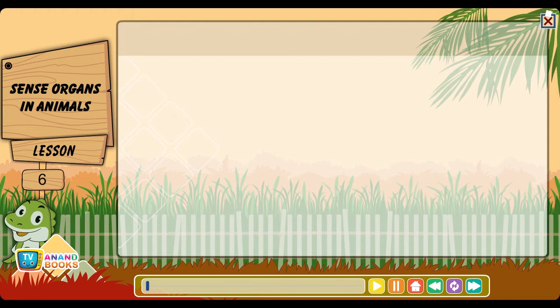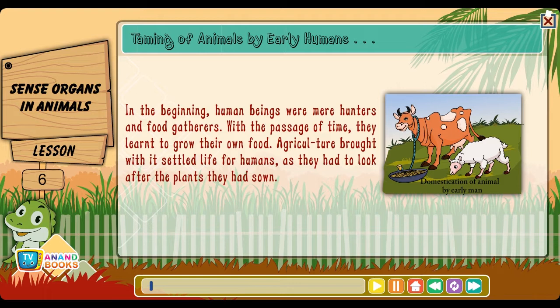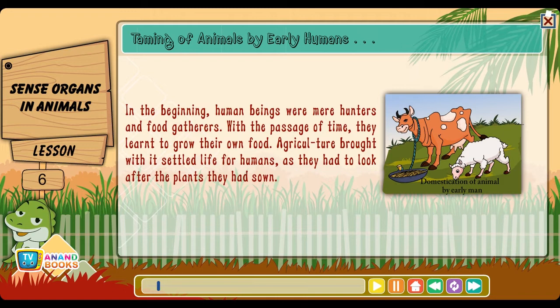Taming of animals by early humans. In the beginning, human beings were mere hunters and food gatherers. With the passage of time, they learned to grow their own food. Agriculture brought with it settled life for humans, as they had to look after the plants they had sown.